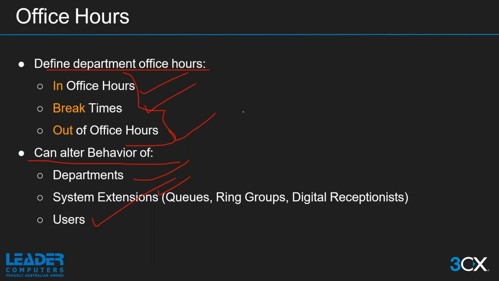And office hours is basically you can define department office hours or global office hours, and you can set in office hours, break time, and out of office hours. In office hours, the system will set users to available, in break times the users in the department will be set to away, and out of office hours to DND. Also you can alter the behavior of the department, the system extensions, or the users based on what the department is set to.